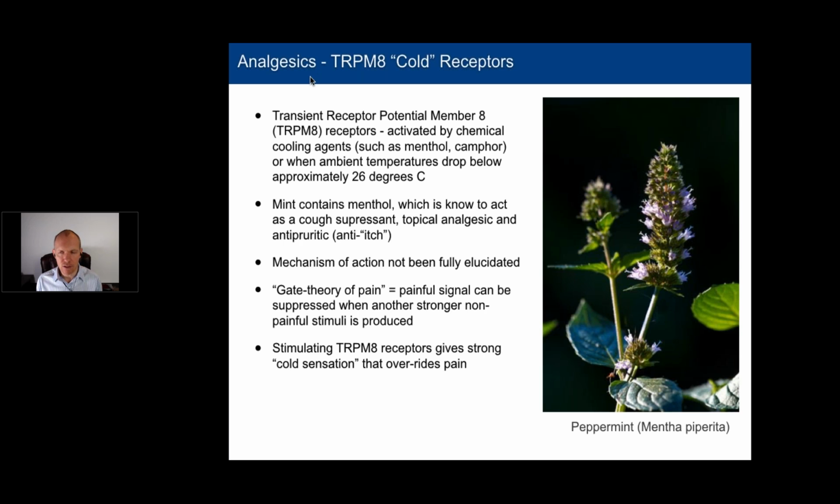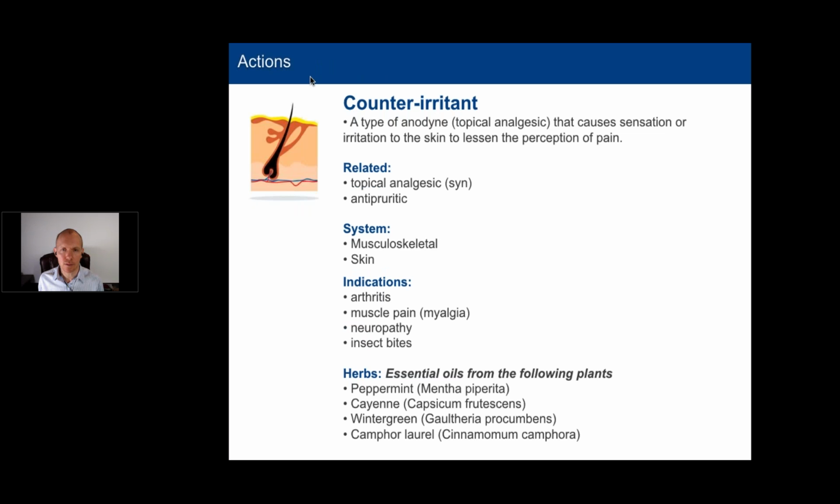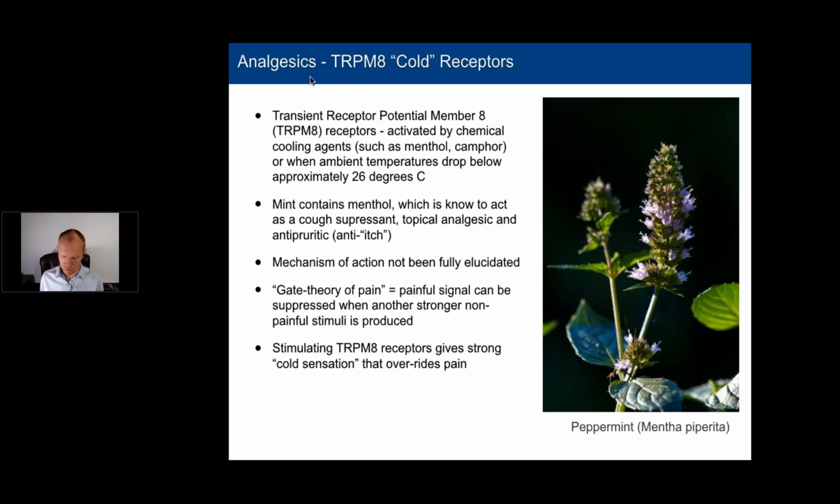And medicinally, peppermint oil and camphor oil can be used to decrease pain in muscles. It can suppress the cough reflex, and it can also be used to relieve the itch, as we mentioned before. And one of the ways that it does that is by overriding those pain sensations with cold sensations. Now I'll get to a diagram of this in a second.